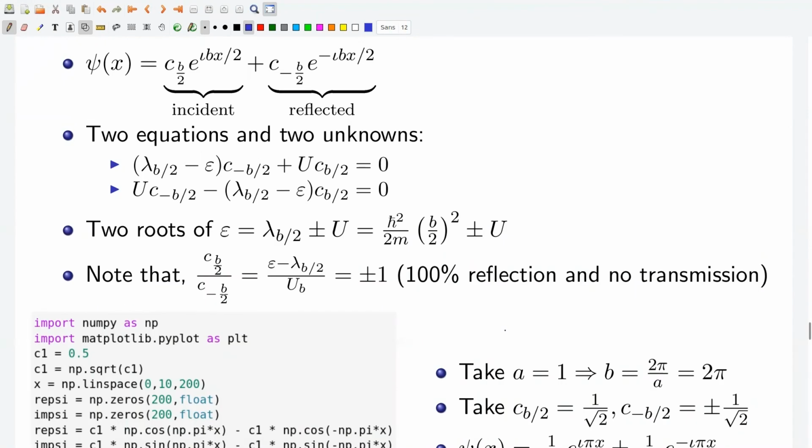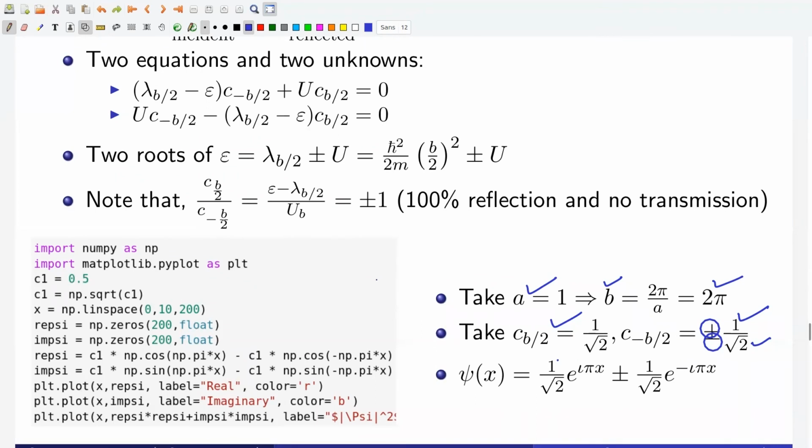Let us write a code and plot the wave functions. We take the distance between adjacent direct lattice points to be equal to 1, such that the reciprocal lattice points are 2 pi apart from each other. We assume that C b by 2 is equal to 1 by square root of 2, such that C minus b by 2 is plus 1 by root 2 in one case, and C minus b by 2 is equal to minus 1 by root 2 in the other case.